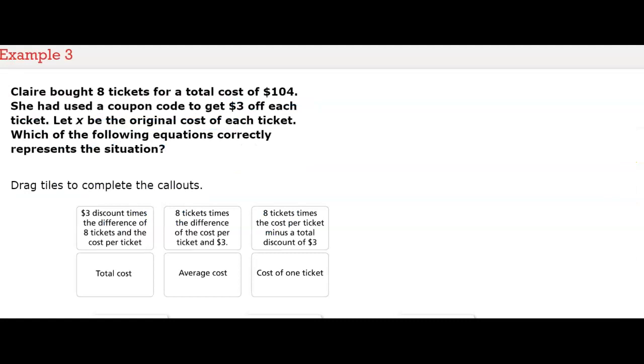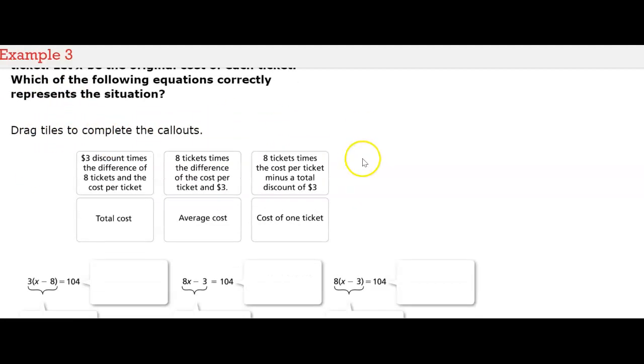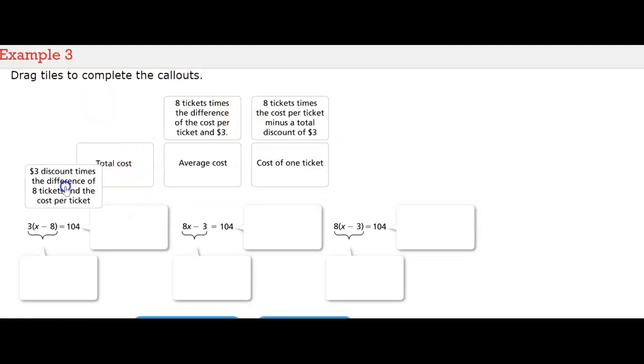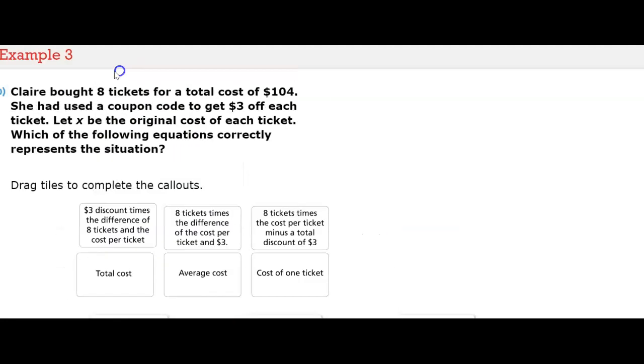Claire bought 8 tickets for a total cost of $104. She had used a coupon code to get $3 off each ticket. Let X be the original cost of each ticket. Which of the following equations correctly represents the situation? Drag tiles to complete the callouts. So we have these options here, and we have to drag them to fit in one of these places.